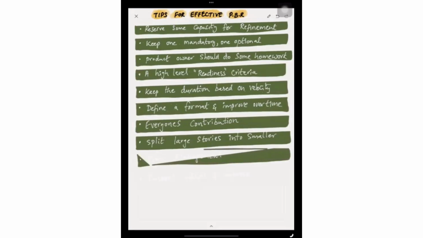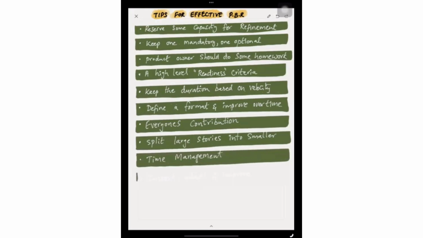Time management. The backlog refinement should be done using a time box. So first define a time, schedule a meeting, and accordingly you can conduct the backlog refinement. So time management is also equally important to make sure the product backlog refinement is effective.